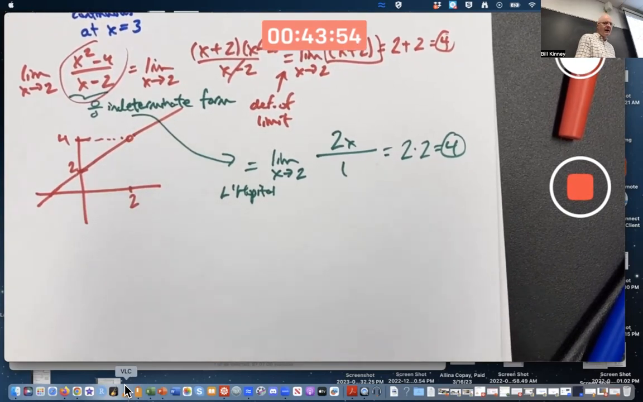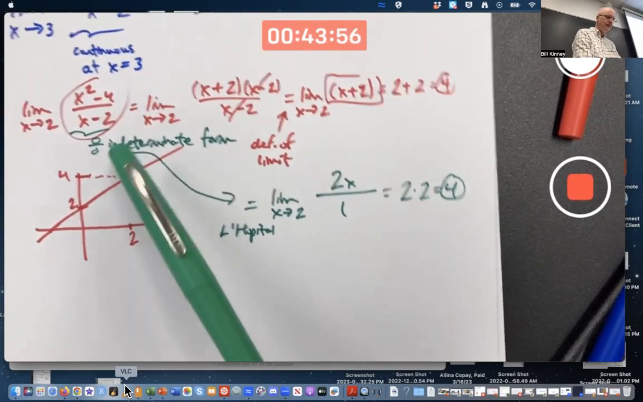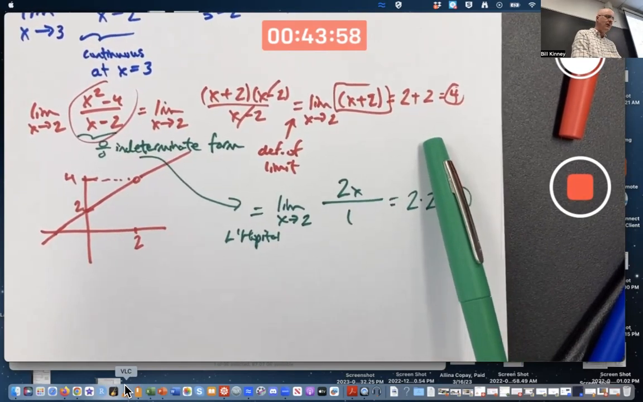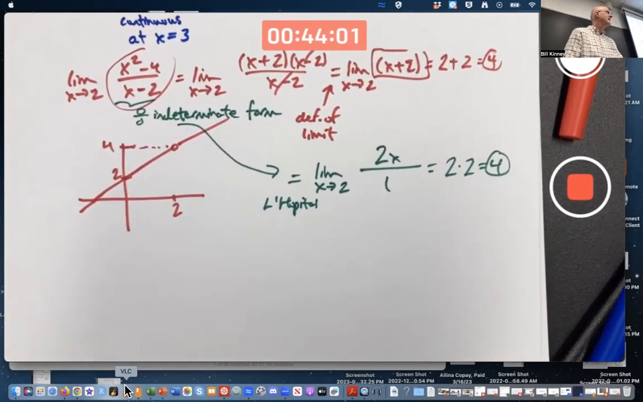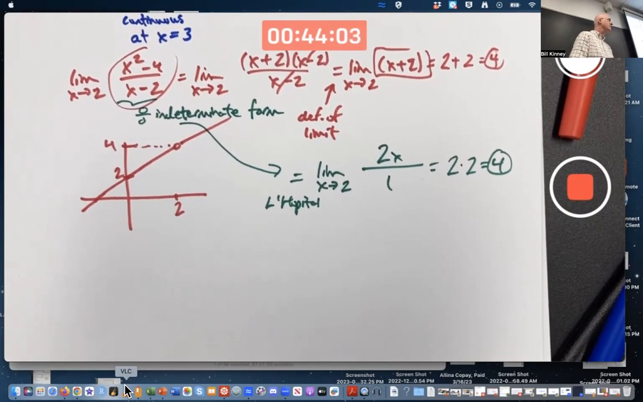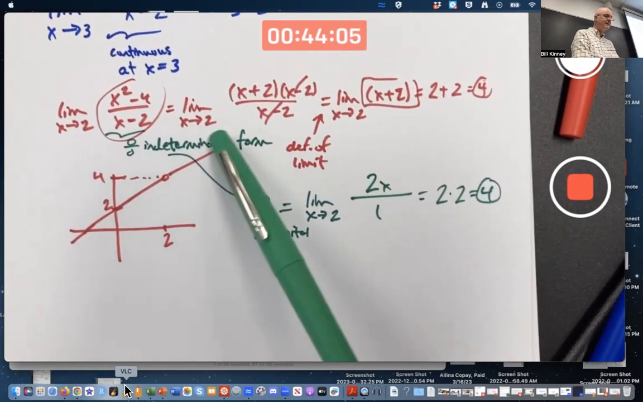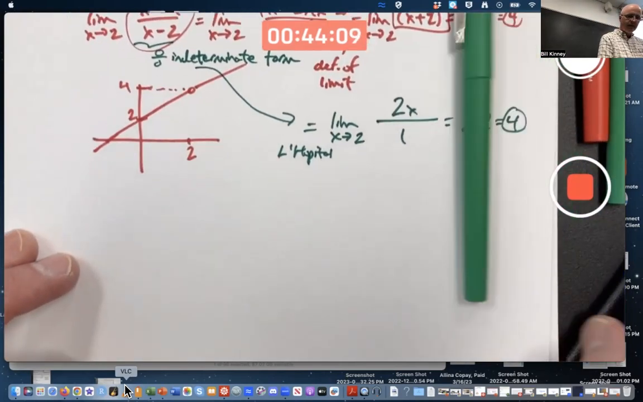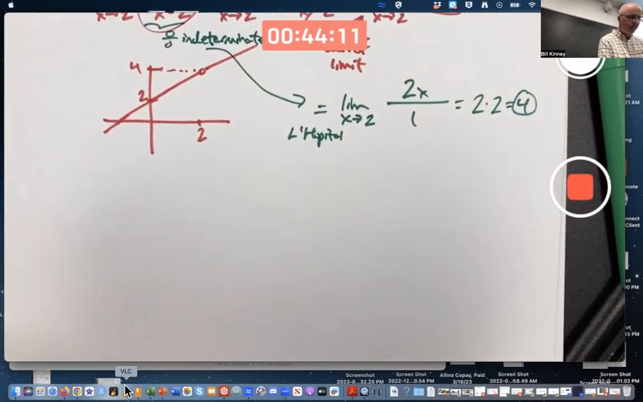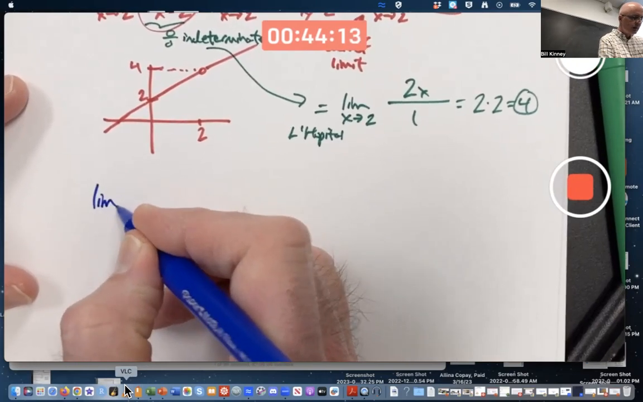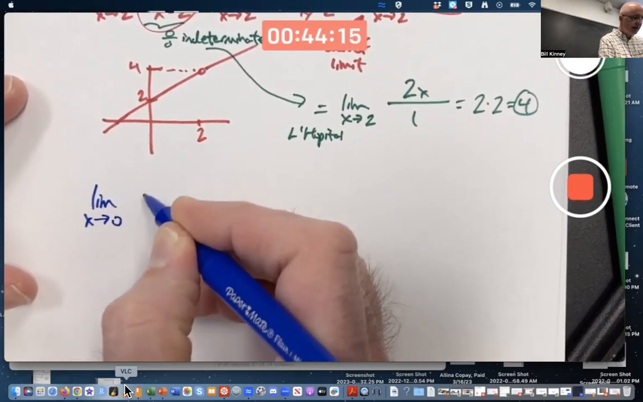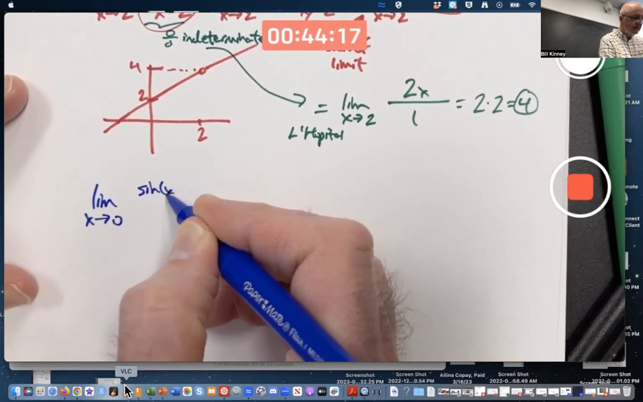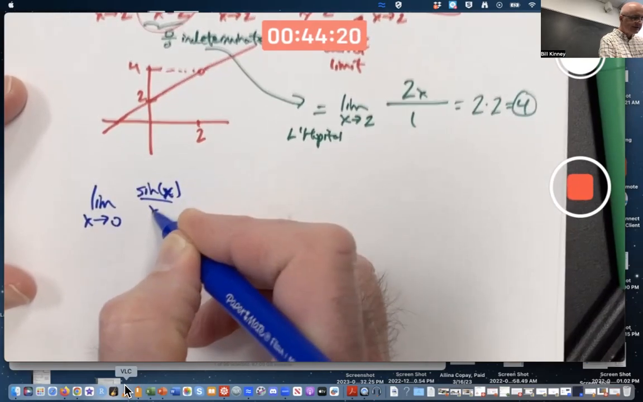Well, you might wonder, why do we need to bother? I mean, we did it this way, didn't we? So why bother with L'Hopital's rule? Because L'Hopital's rule can solve other problems for which this kind of method doesn't work. Here's probably the most famous example. What's the limit as x goes to 0 of sine of x over x?